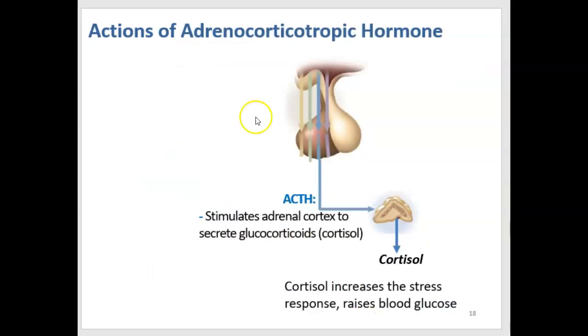And then the action of adrenocorticotropic hormone from the anterior pituitary, ACTH, will stimulate the adrenal cortex to make cortisol. And cortisol is a stress hormone. It acts in concert with the sympathetic nervous system to cause the stress response, and it raises blood glucose as one example.